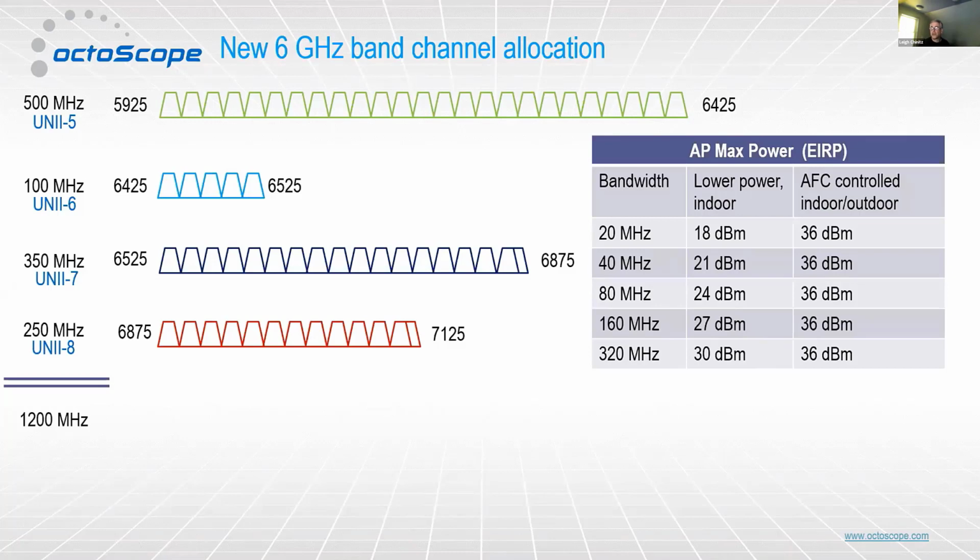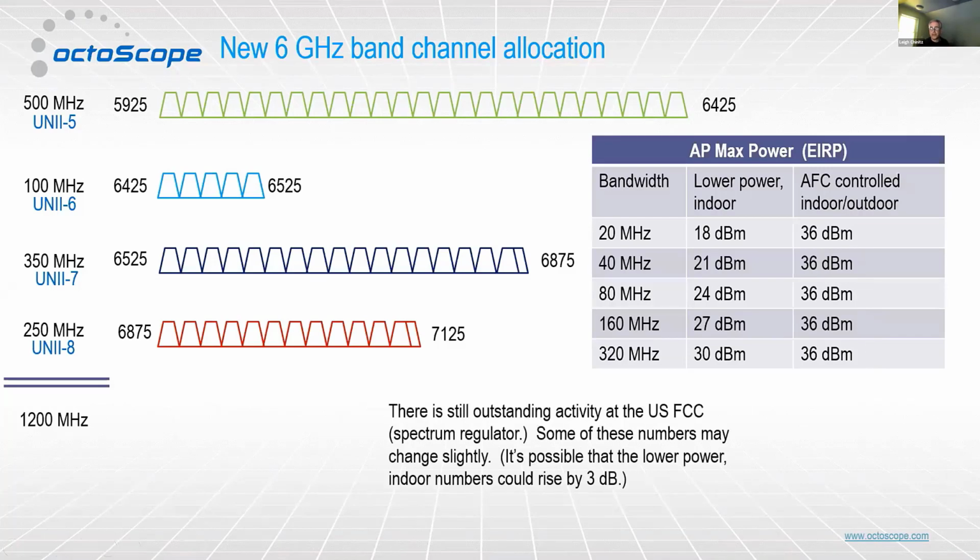And then the other way that we can use those channels is in what's known as automatic frequency coordination controlled. So it's controlled by essentially a frequency coordinator that will help avoid interference between systems. And when we do that, basically the total maximum transmit power for all of these is the same at 36 dBm. FYI, there's still some ongoing activity, at least in the United States, about these. These numbers may change, so this slide may not be exactly right in the future, but it's correct right now. But again, there's still some ongoing activity.